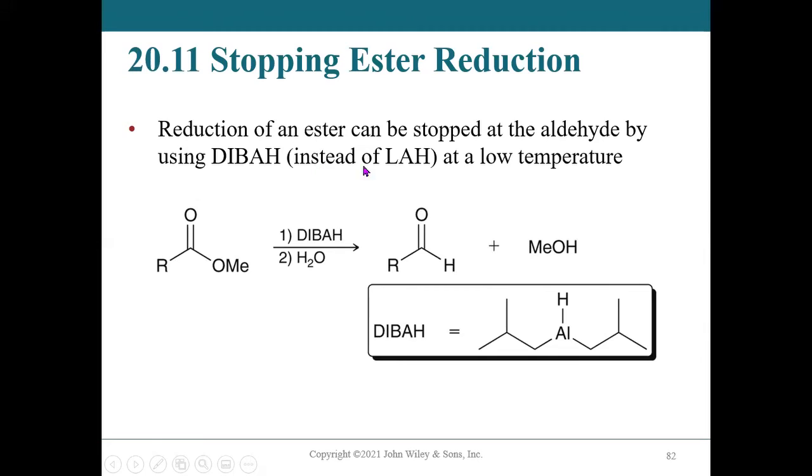Reduction of an ester can be stopped at the aldehyde by using DIBAL instead of LAH at a lower temperature. So here the DIBAL stands for diisobutyl aluminum hydride. For example, this is the ester using DIBAL, then work up, produce this aldehyde.